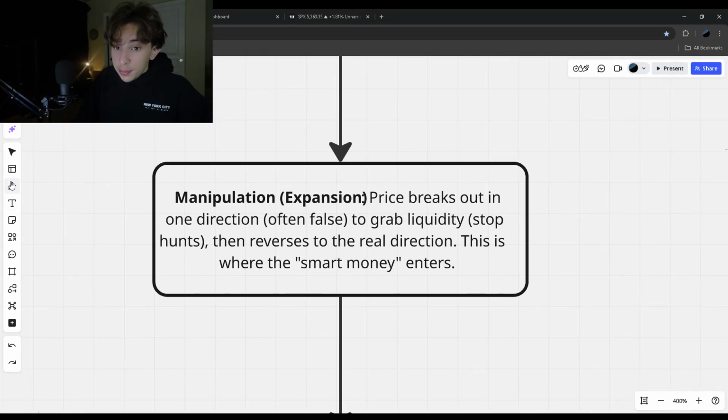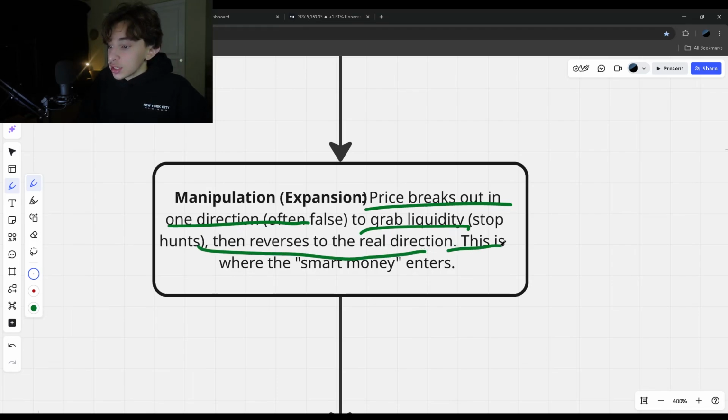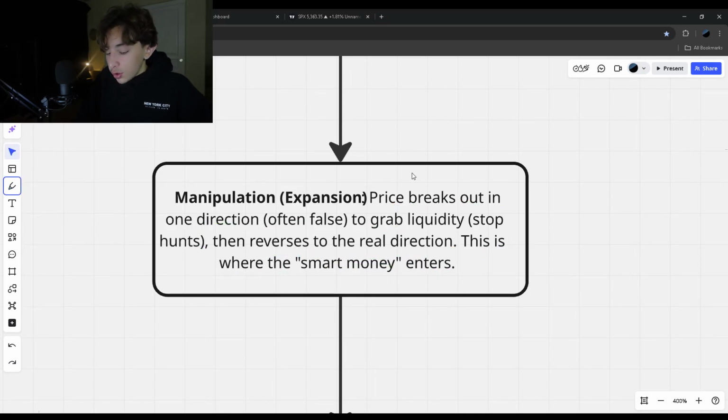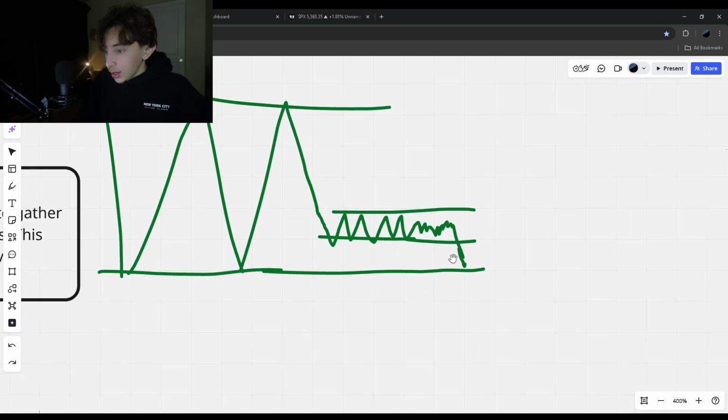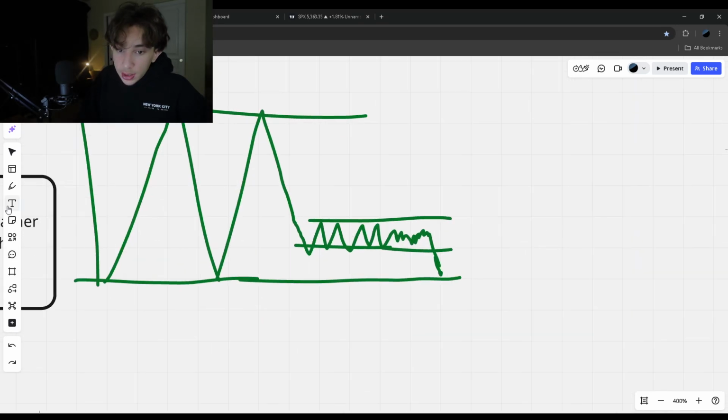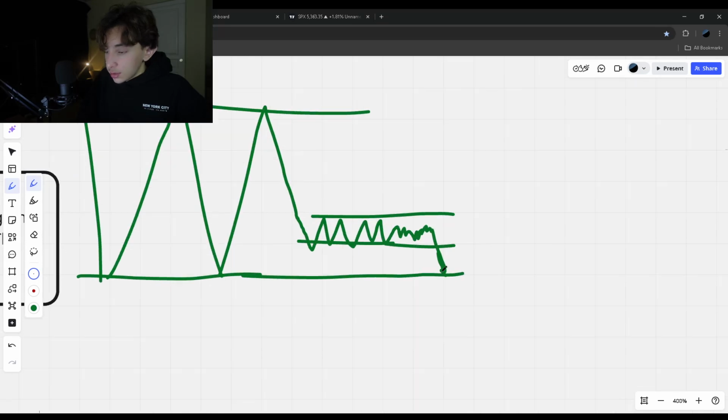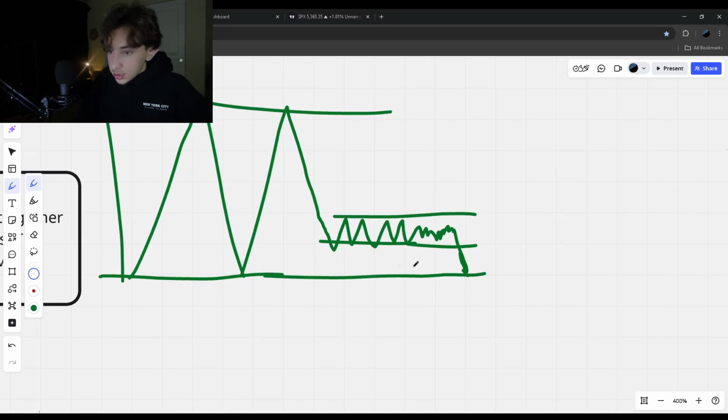What is manipulation? Manipulation: price breaks out in one direction, often fake, to grab liquidity, then reverses to the real direction. This is where the smart money enters. If you guys really haven't got the gist of it, I don't know what to tell you, I kind of spoiled it right here. But again, what we're looking for is accumulation, then manipulation towards the side that the sellers are on.